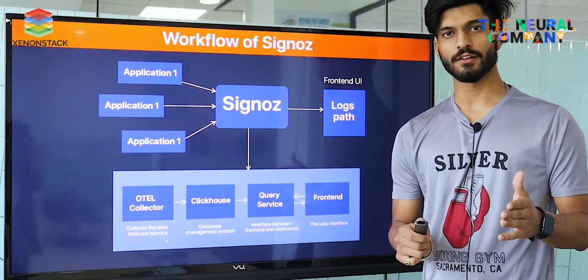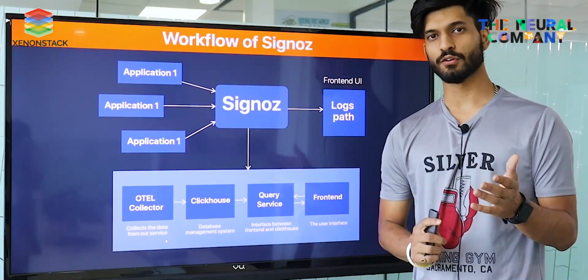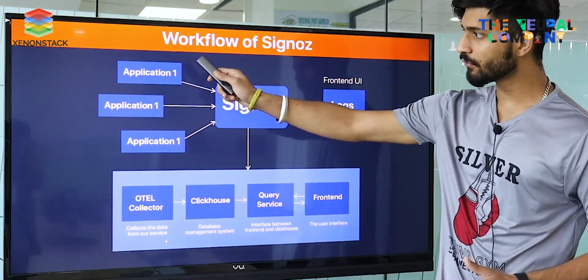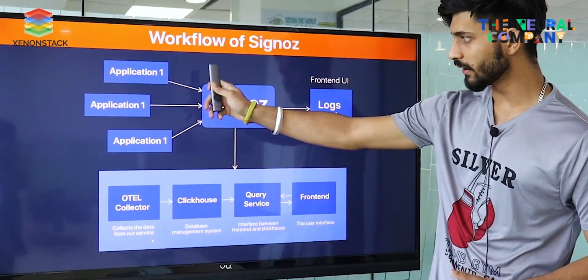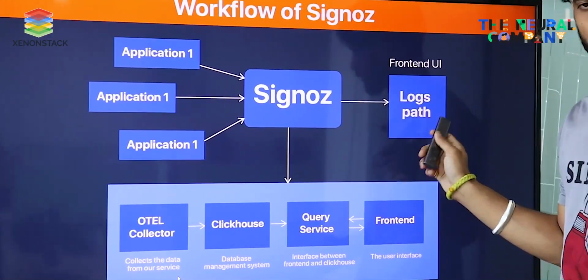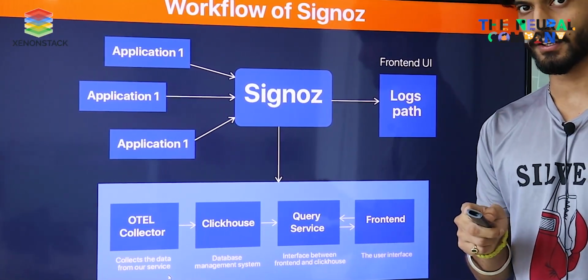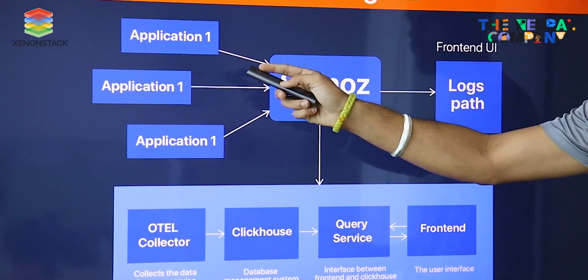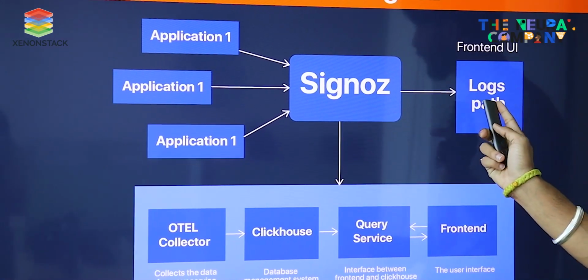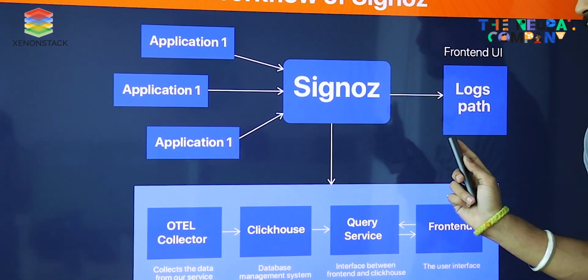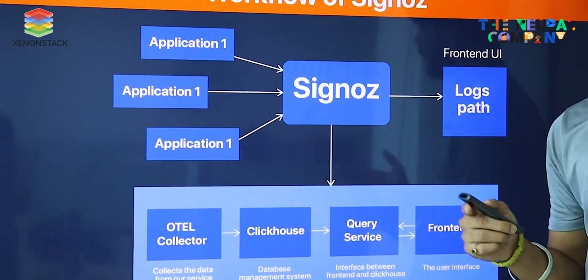So let's now understand through the visual how SigNoz is working internally with our application. First, we have the application, and here we have connected that application to SigNoz, and it will give us all the log paths. As we discussed earlier, it will give us things like how much time an application takes to execute an API call. So now let's get more understanding of how SigNoz is working internally.